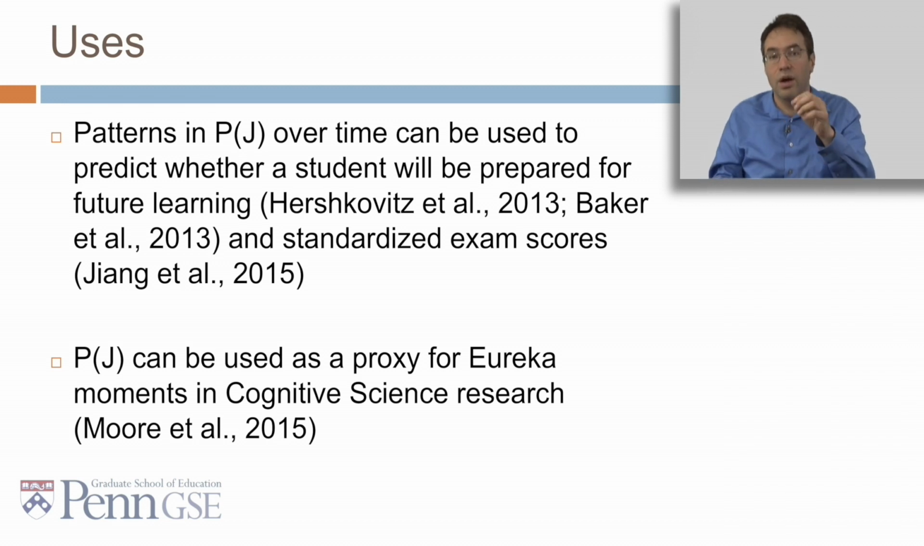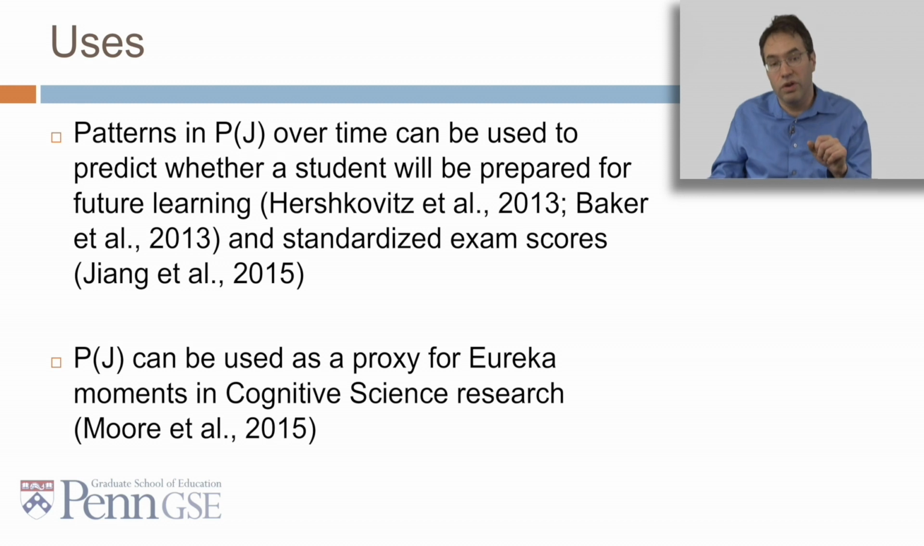That is to say, when they encounter the first piece of curriculum material beyond the current system, can they actually learn from it and do well on a test? Patterns of P of j during the use of the system turn out to be predictive of this. Also, it turns out that P of j over time can be used to predict standardized exam scores.